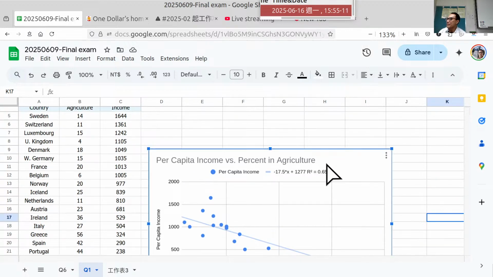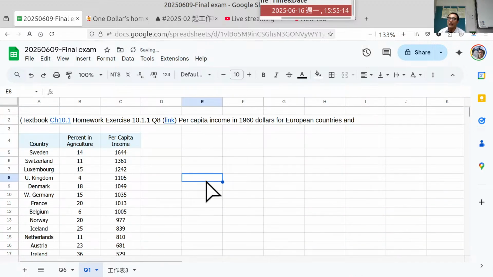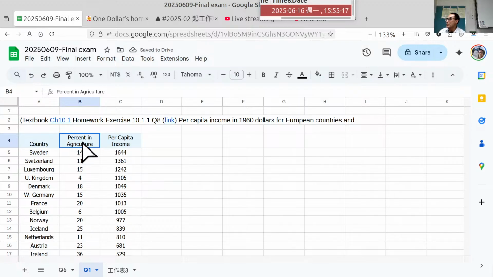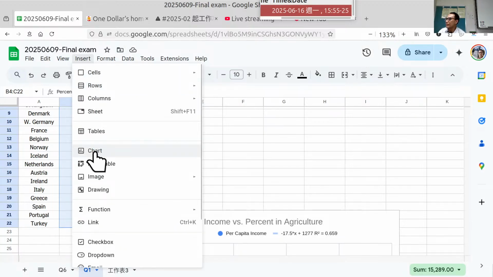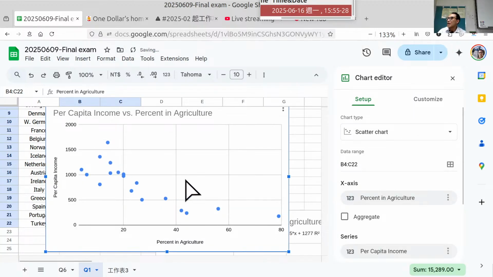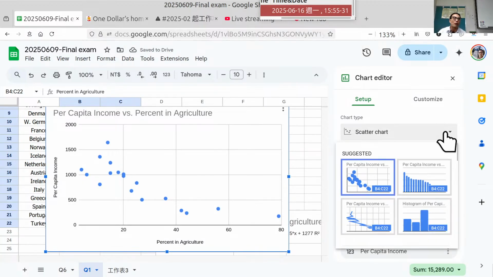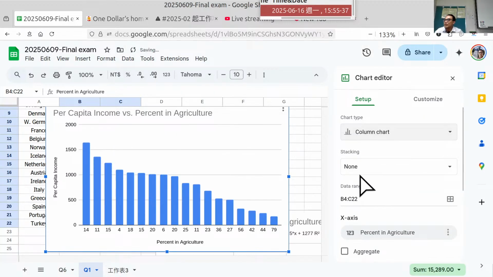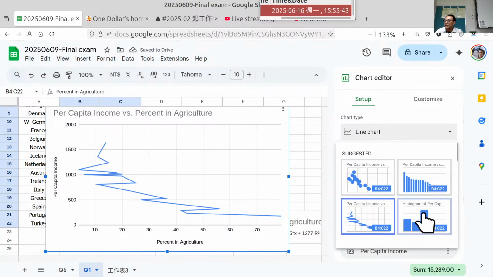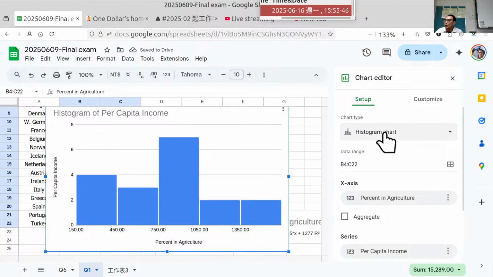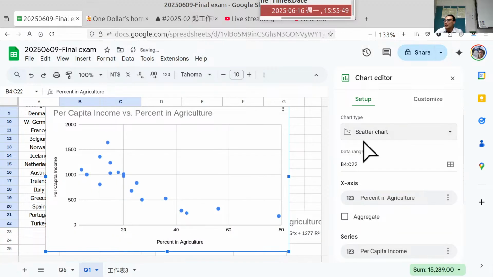Okay, and next, select the range here, percentage here, and select the range. Okay, then insert chart. Then we can select, if the default is not a scatter chart, you can select it. Not the column bar chart, not the line chart, not histogram. What we need to select is only this one, the XY scatter chart.